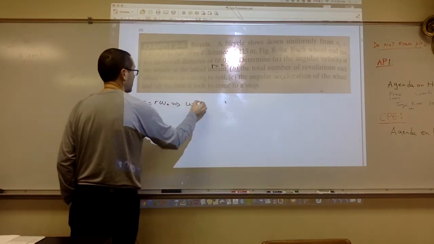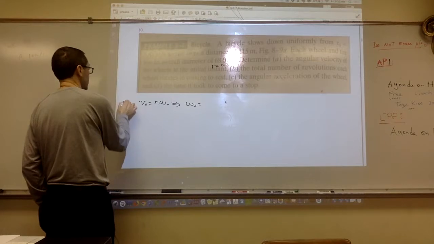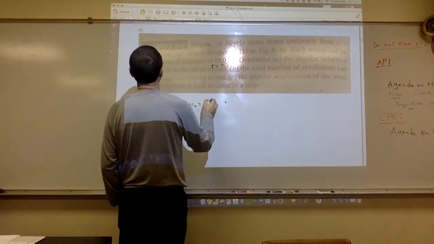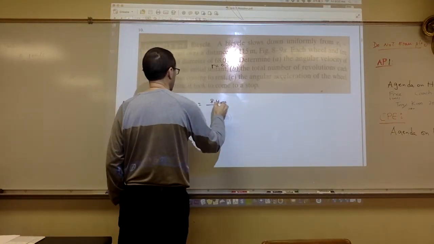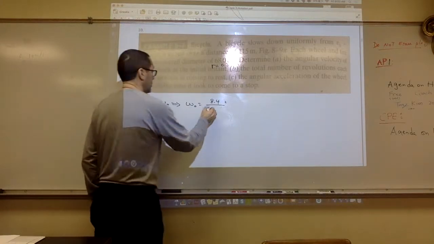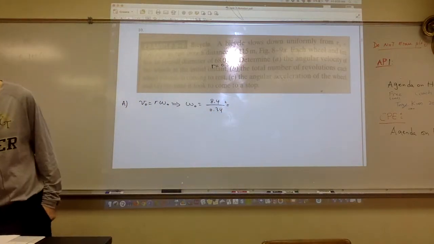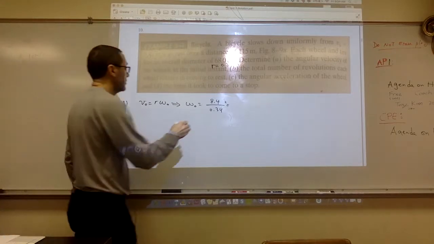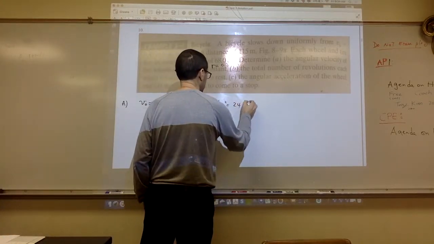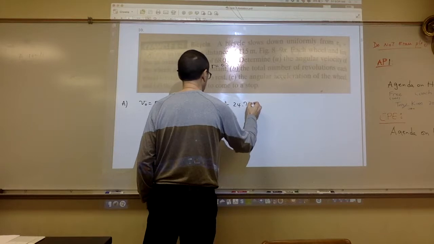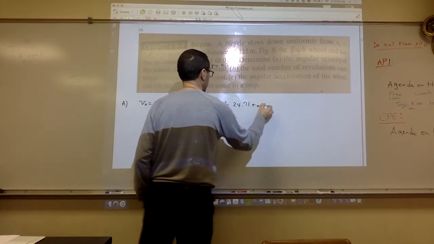So omega initial equals 8.4 divided by 0.34, and that should give us 24.71 radians per second. All right.